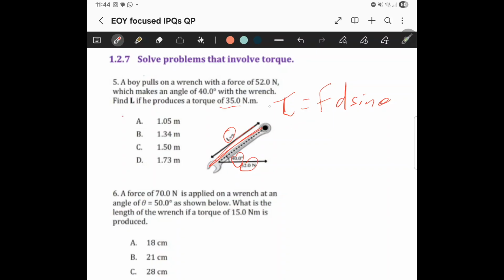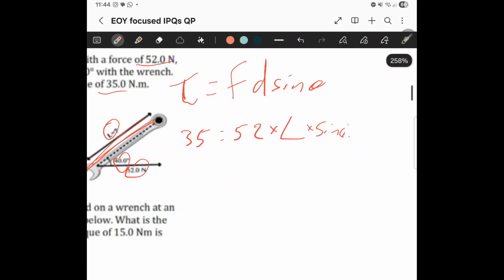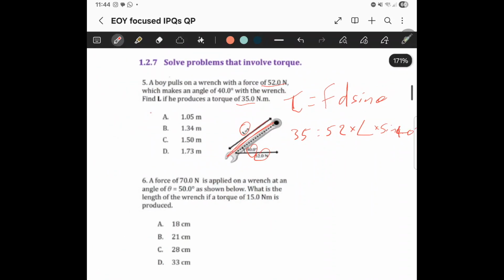So torque we have it: 35 equals the force, we have it, 52, multiplied by L, multiplied by sine, and we have the angle. The angle is here, sine 40. If you were to stick that into your calculator, hopefully you'll get the answer of 1.05.